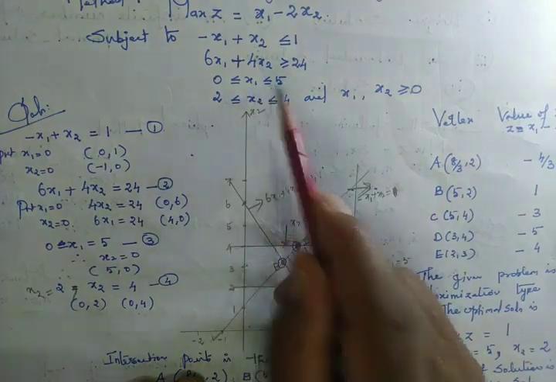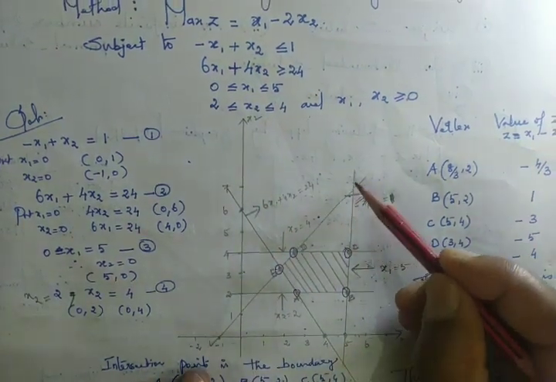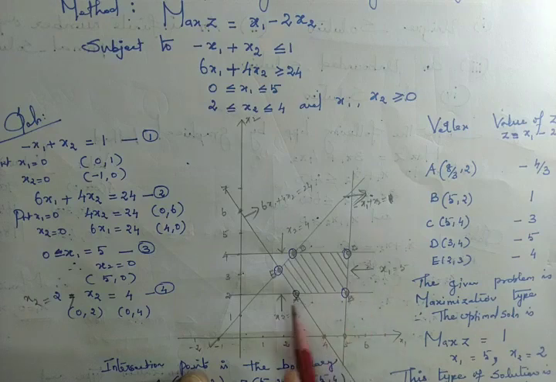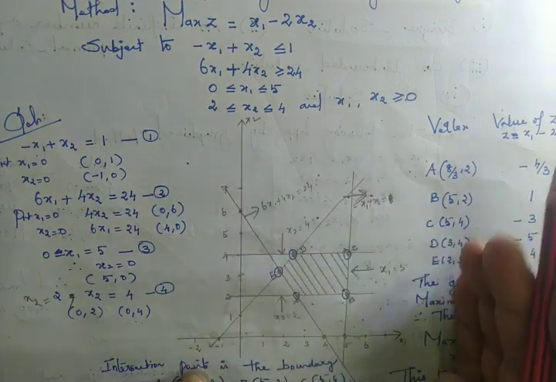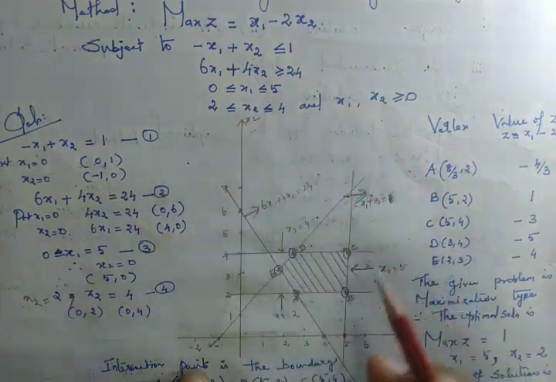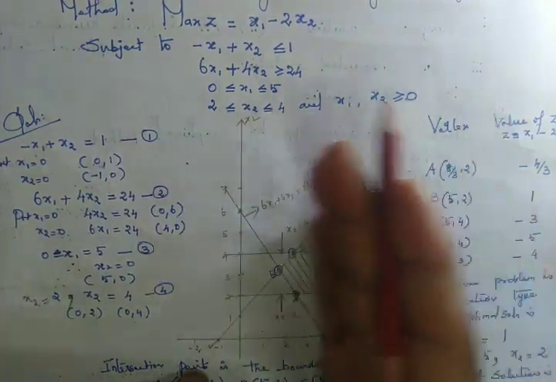The third one is only one: x1 is less than or equal to 5. Here this line is x1 equal to 5. Less than means below, greater means above. So now it's very clear, x1 is less than 5, and we are going to consider the region below the line.